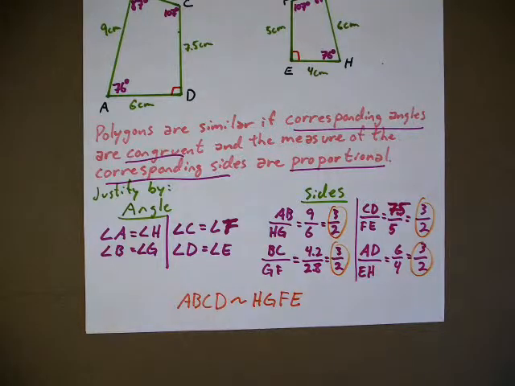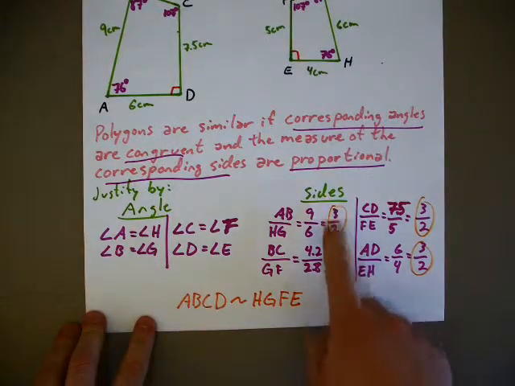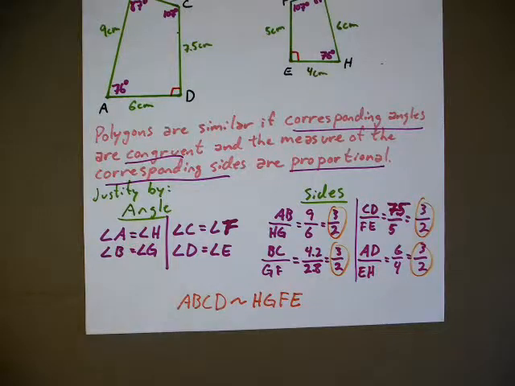So that's everything you would have to do to prove that the two polygons are similar, is you have to do it by angle and also have the same scale factor for all the corresponding sides.